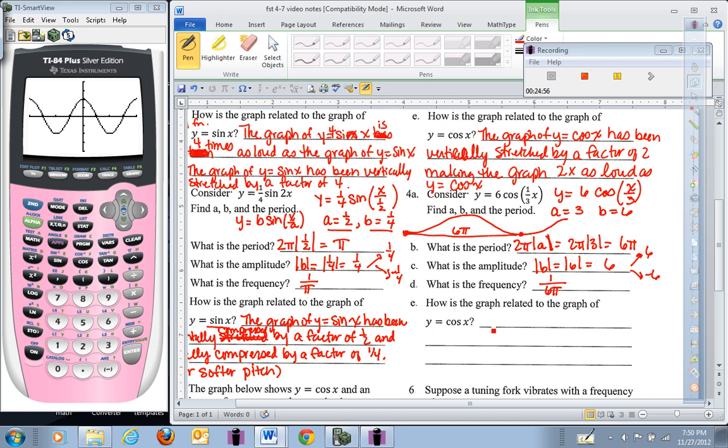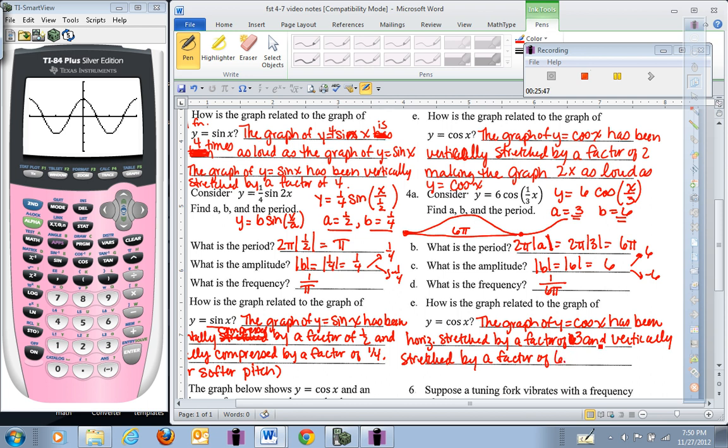How is this graph related to the graph of y equals cosine x? Well, the graph of y equals cosine x has been, okay, let's talk about this first, horizontally stretched by a factor of, wait a minute, by a factor of how much? A factor of 3, that's the horizontal. And then vertically stretched by a factor of 6. Okay?